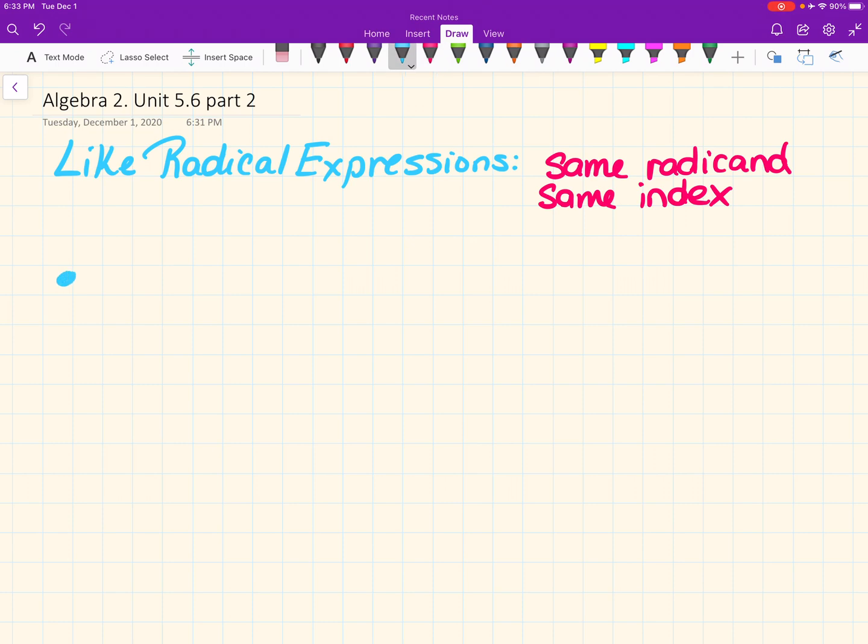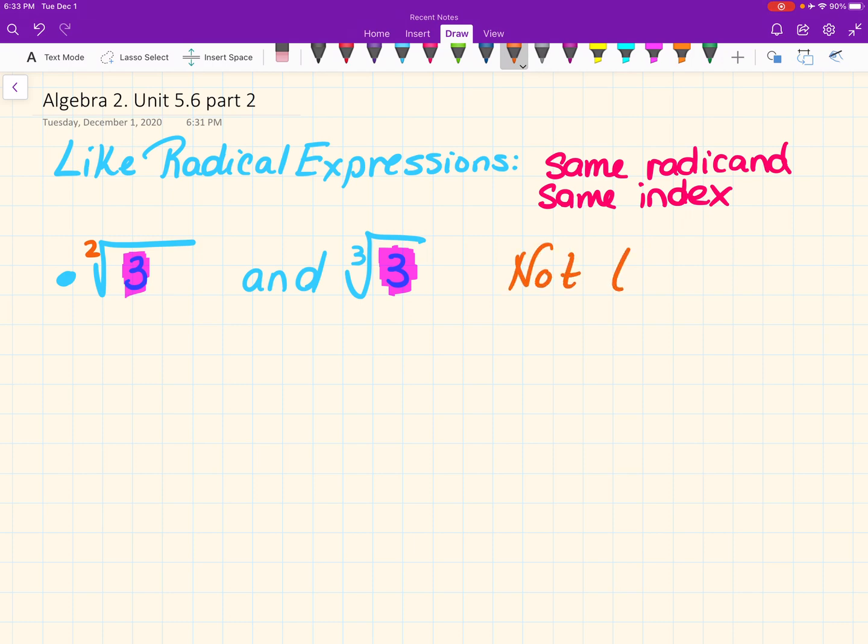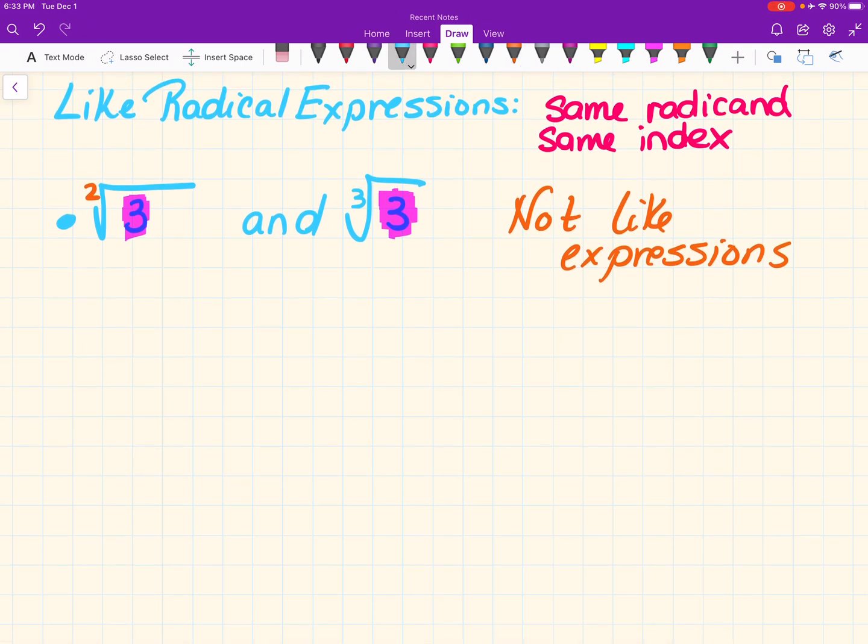So let's look at the first example and discuss if this is like expression or not. The square root of 3 and the cube root of 3. Well, the radicands are the same. They're both 3. Okay? But the indexes are not the same. The index on this first one is 2, and the index on the second one is 3. So these are not like expressions. They cannot be combined when we're adding or subtracting or multiplying. Okay? These are not like expressions.